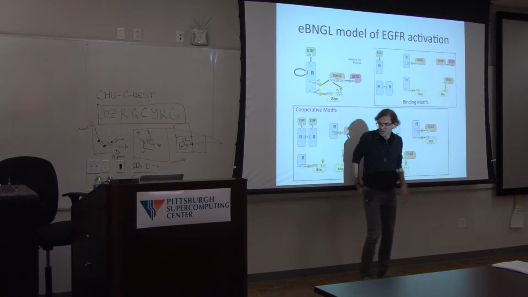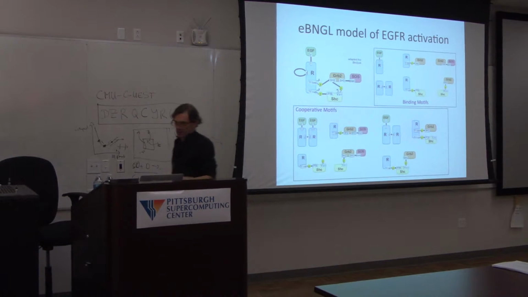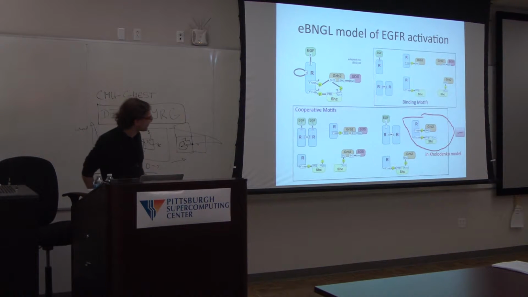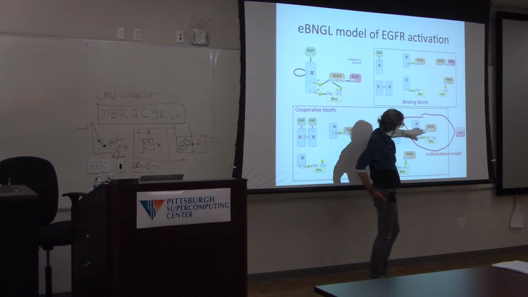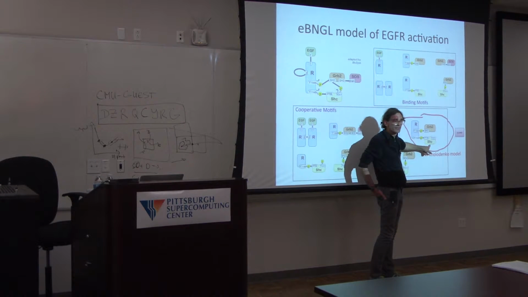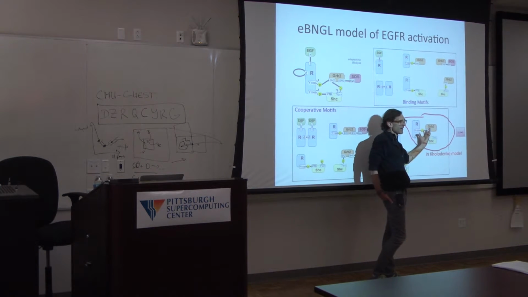They had basically set this interaction energy to be infinity, meaning that you could not have a receptor complex which is bound to Grb2 and Shc at the same time. So this is a very standard kind of assumption to make.